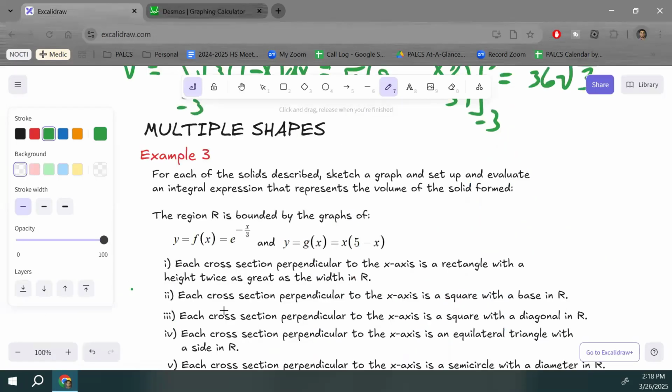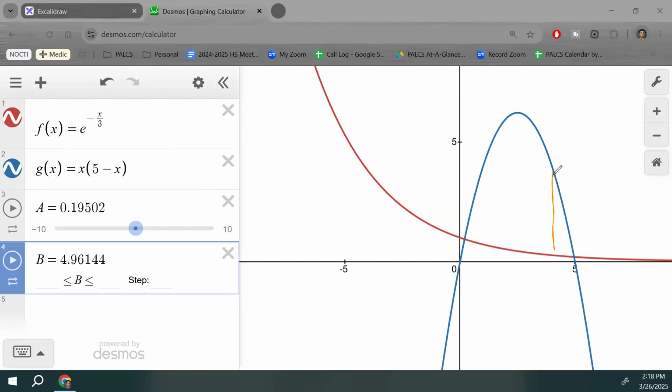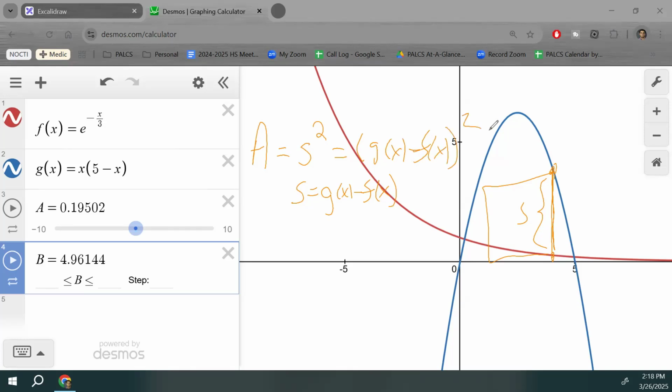The next thing we want to do: each cross-section perpendicular to the x-axis is a square with base in R. So same region, but this time, if we do a vertical slice, because it's perpendicular, we're just making a square. So the area of a square is just a side length squared. In this case, S would equal top minus bottom. This is the distance S here, which is going to be g of x minus f of x. So g of x minus f of x squared.